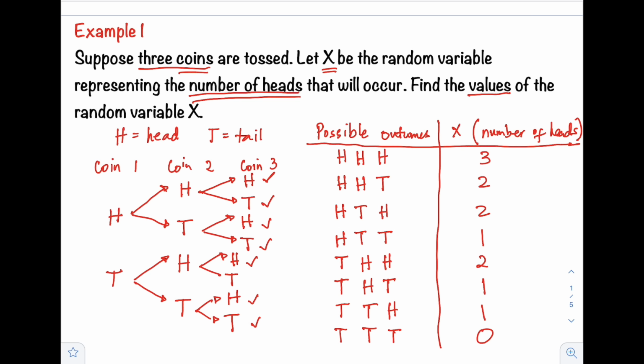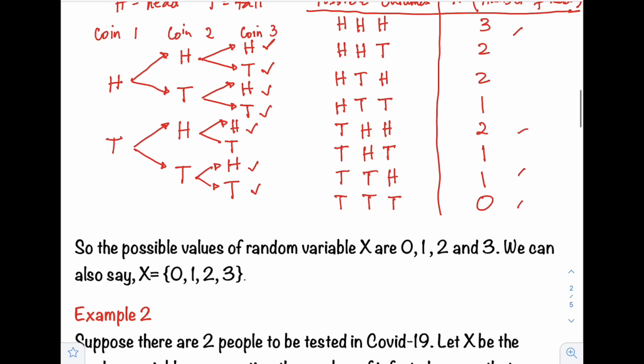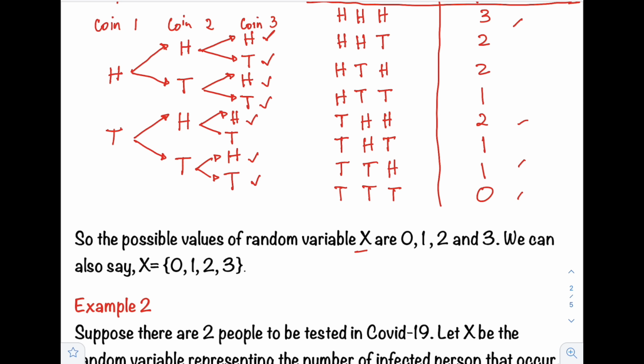Okay? So as you can see, meron lang tayong 4 values doon sa ating random variables, which is yung 0, 1, 2, and 3. Okay? So, the possible values of random variable x are 0, 1, 2, and 3. And we can also say that x is equal to 0, 1, 2, 3. Okay? So, nakuha ba guys kung paano natin hinanap yung mga possible values ng ating random variable x?